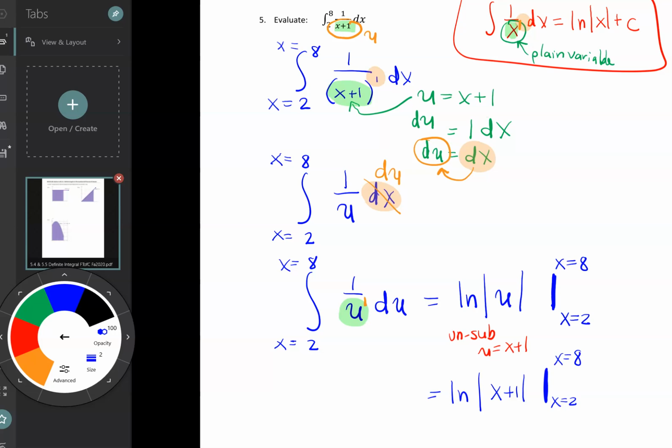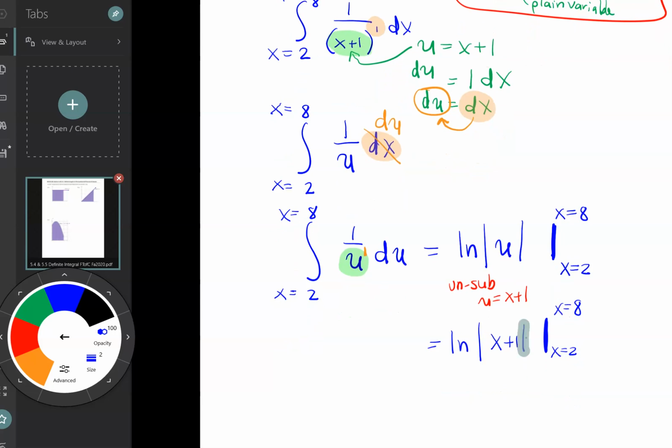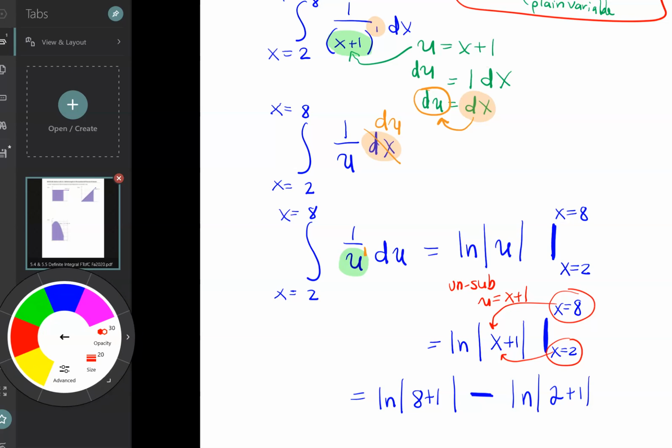Now we can plug them in because they're x's and we have x's in our argument. Now I can plug in the 8 and I can plug in the 2 and I can subtract them. So let's go ahead and do that. So that would be natural log of 8 plus 1 minus natural log of 2 plus 1. So one time I plugged in the 8, one time I plugged in the 2, and then I subtracted them because that's my rule.